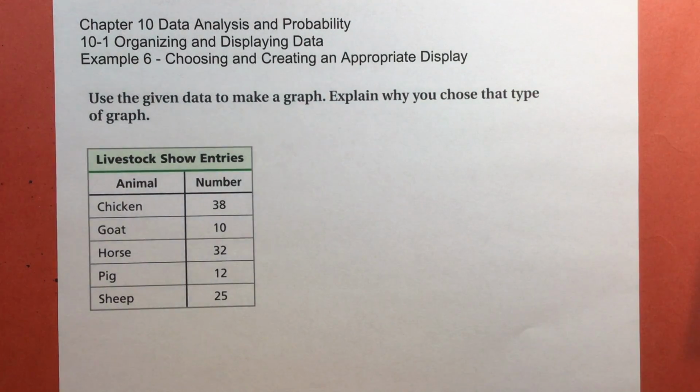Hello, welcome back to Chapter 10, Section 1, Organizing and Displaying Data. In this final example, we're going to be deciding what type of graph to draw using the raw data. So there's a lot of overlap and there's a lot of decisions to make.